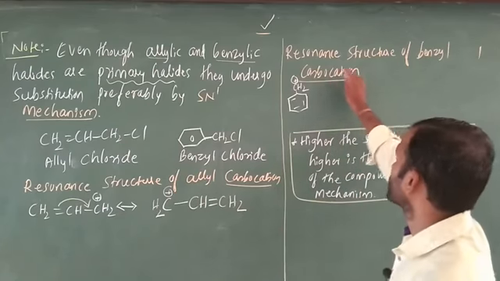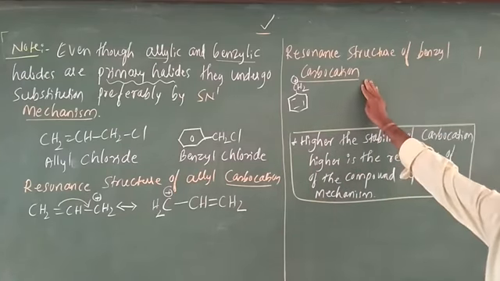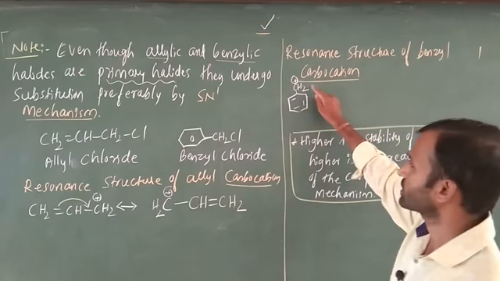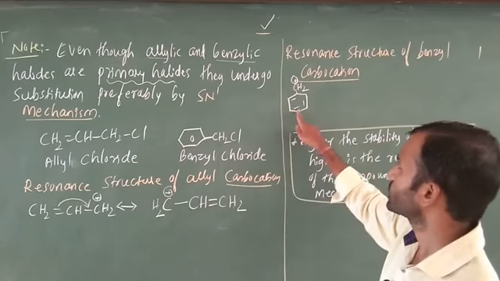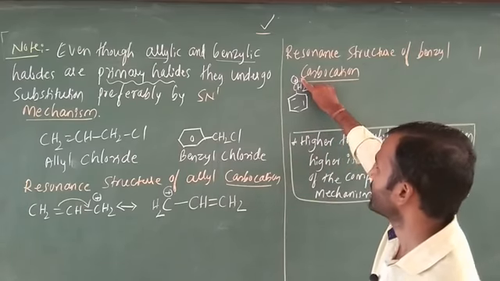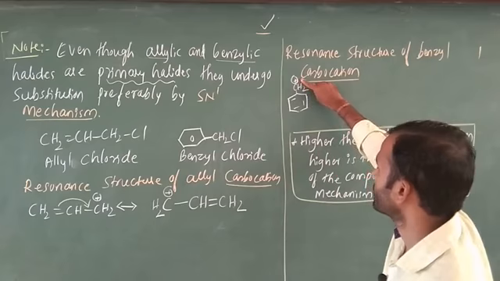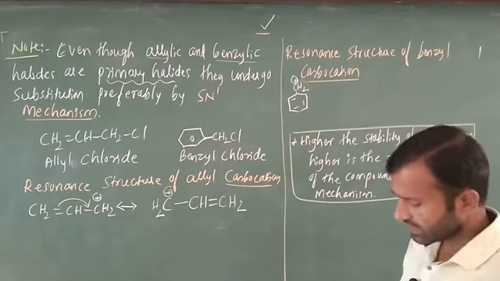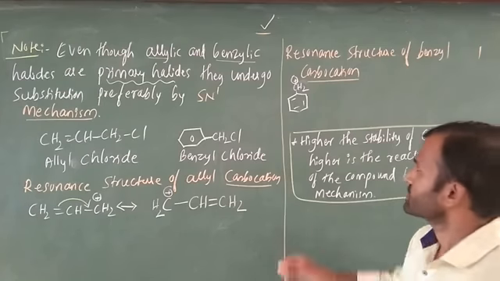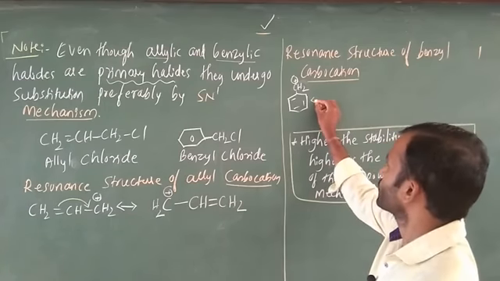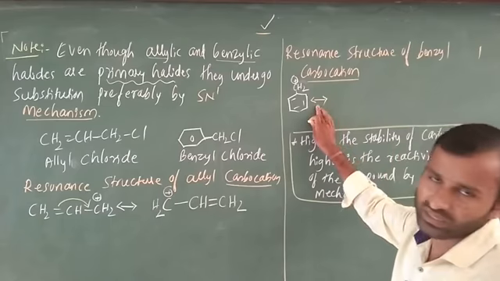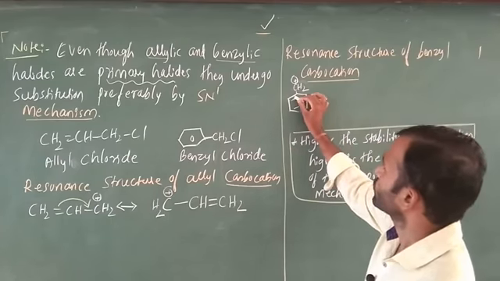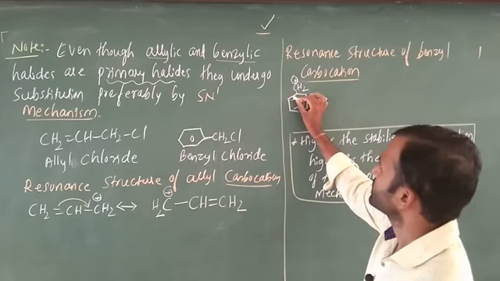The next is the resonance structure of the benzyl carbocation, or benzylic carbocation. Here is benzyl chloride, and this one indicates the benzylic carbocation, or benzyl carbocation. The positive charge is there, carbocation. Here in this case resonance takes place. How does resonance take place? Here I am going to write the resonance mark. I am going to shift this double bond towards here.